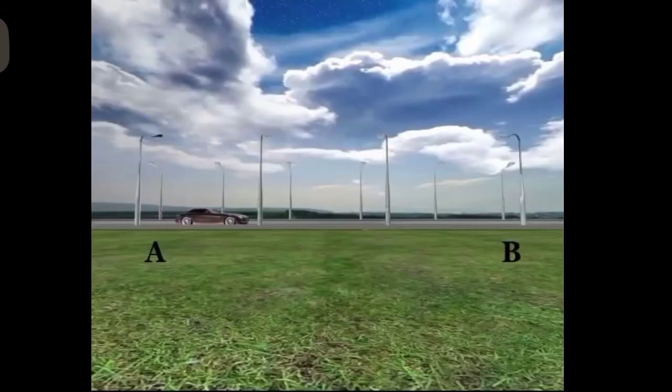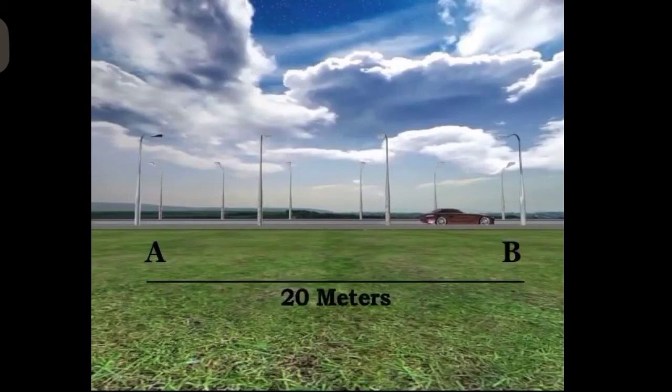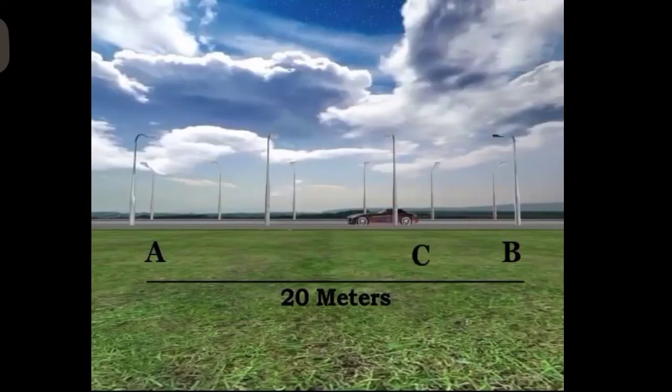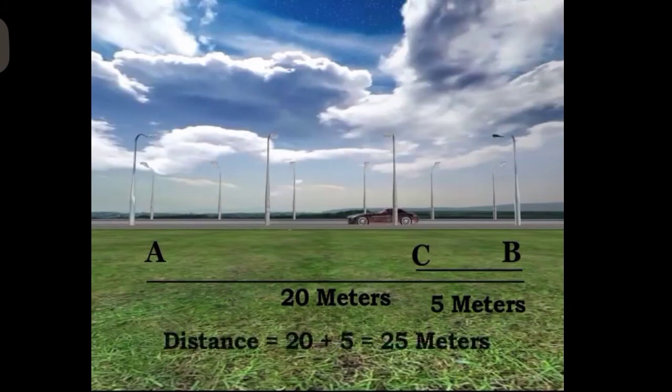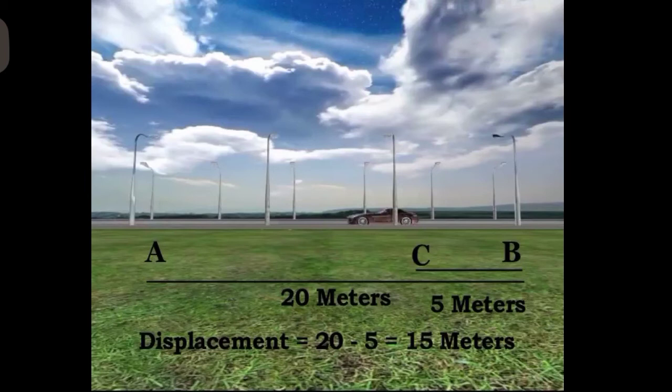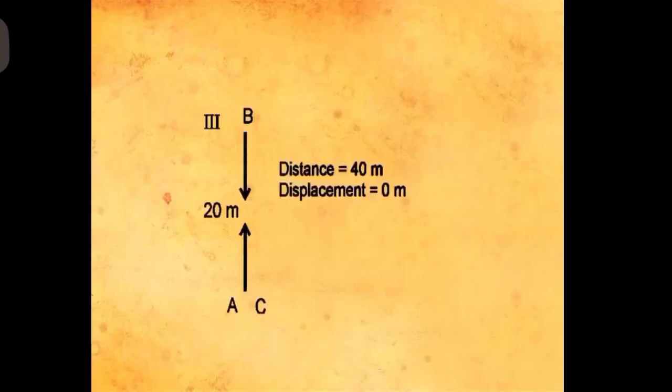Now, second case, the object is moving from A to B 20 meter and coming back to C by moving 5 meter. So, distance becomes 20 plus 5, that is 25 meter, and displacement is 20 minus 5, that is 15 meter. Another case we can take, that is the third case.